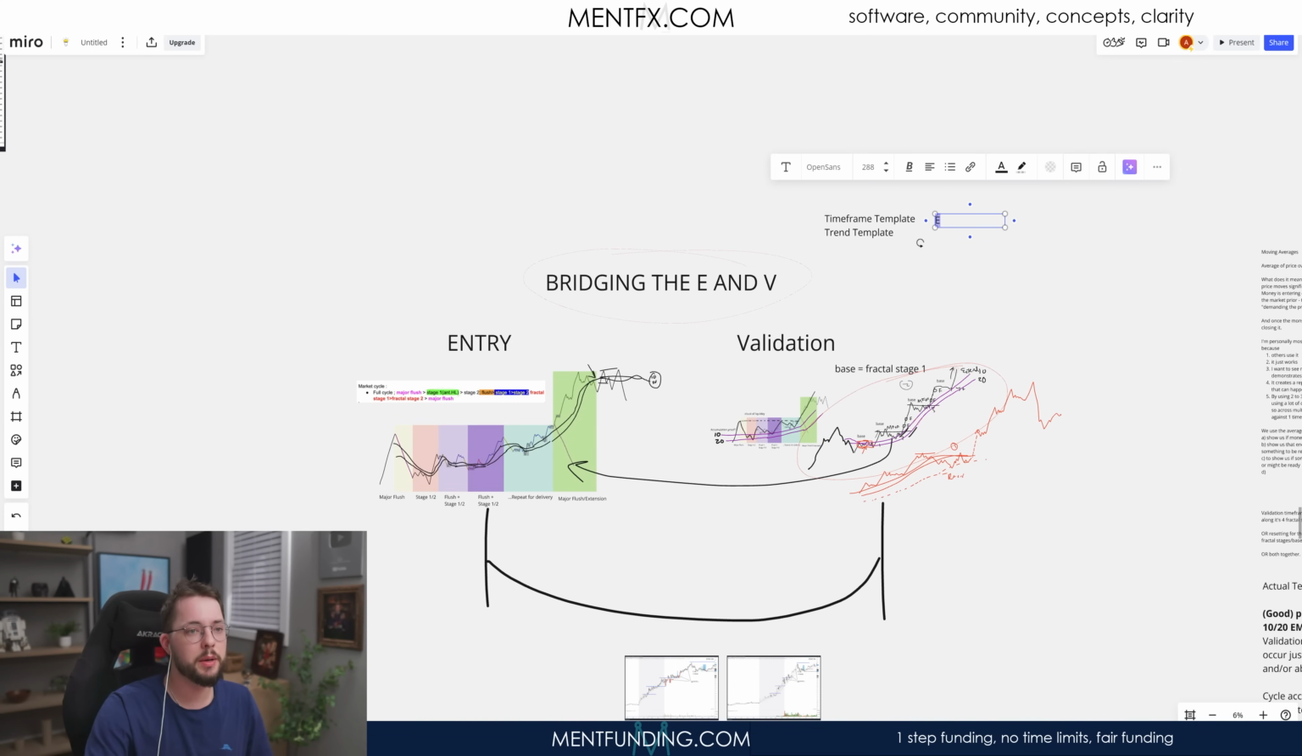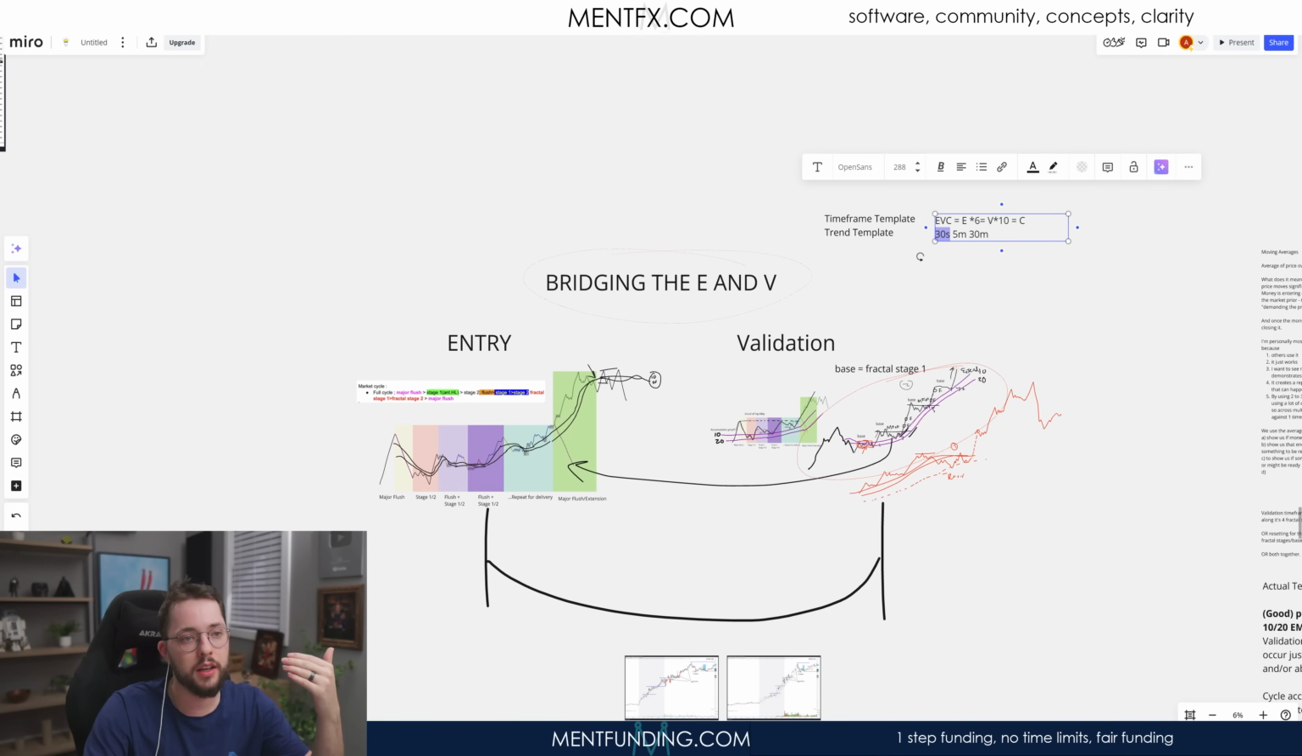Now for the time frame template, all I do is use EVC, which is usually an entry time frame multiplied by 6 to get the validation, multiplied by 10 to get the context. You can do this on any time frames. Personally, for today's example, I used a 30-second, a 5-minute, and a 30-minute. Now, if you do the math, the 30-second could get you to 3 minutes. 3 minutes times 10 is 30 minutes, or 5 minutes times 10 is 50 minutes. So you can use a 30-minute, a 50-minute, a 1 hour.